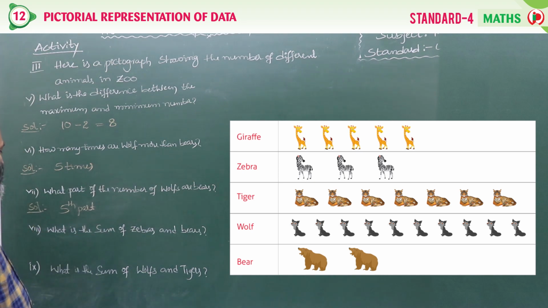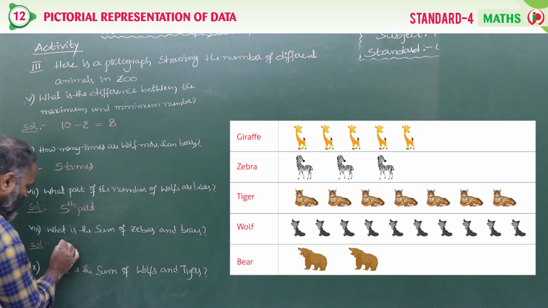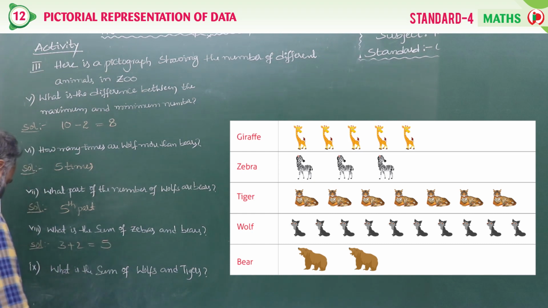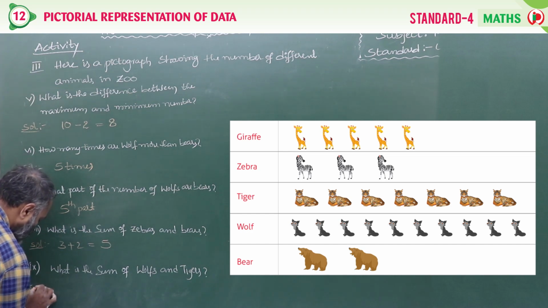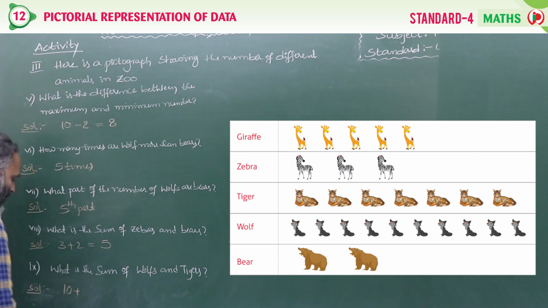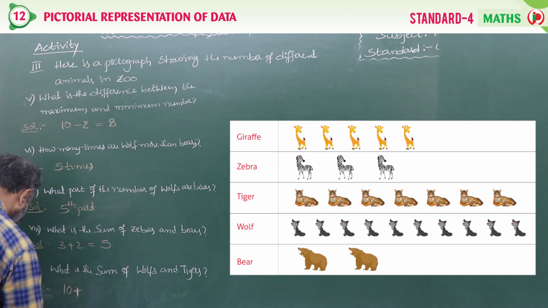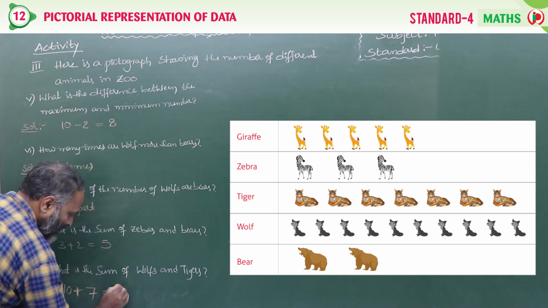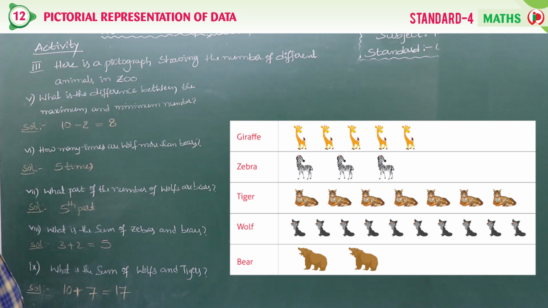Fifth part. Now, what is the sum of zebras and bears? How many zebras do we have? Just count how many zebras. 3 zebras and 2 bears. So 3 plus 2, 5. So total 5. Then what is the sum of wolves and tigers? How many wolves do we have in total? 10 wolves. Once you count tigers, how many tigers do you have? That is 7 tigers. 10 plus 7, 17. Total 17 in number.